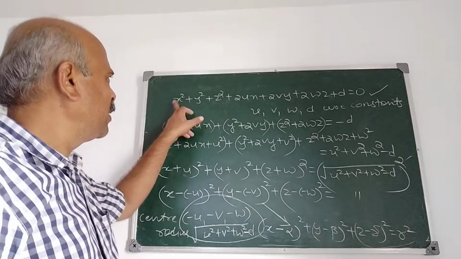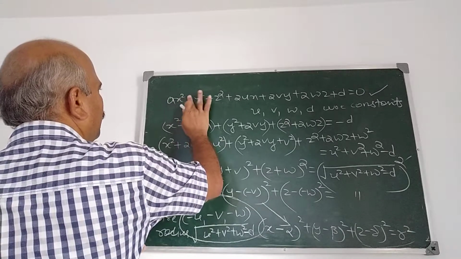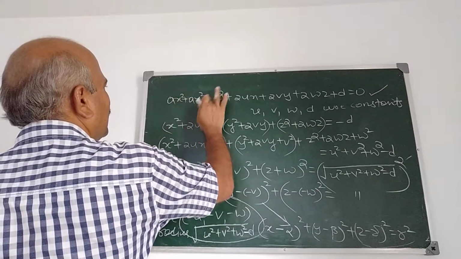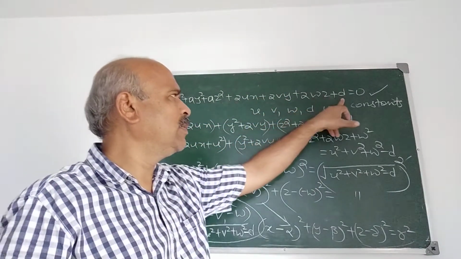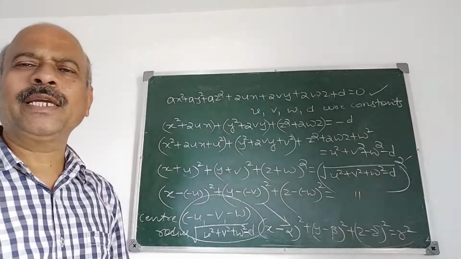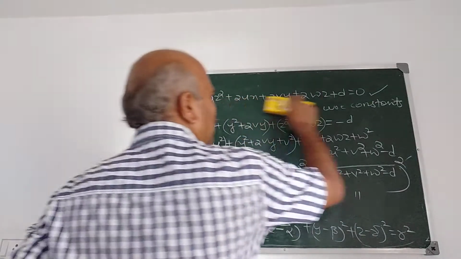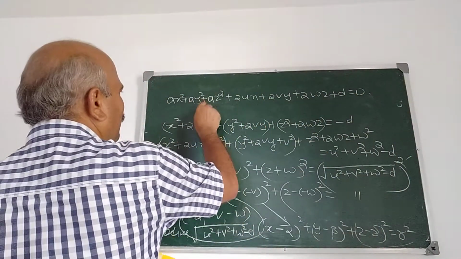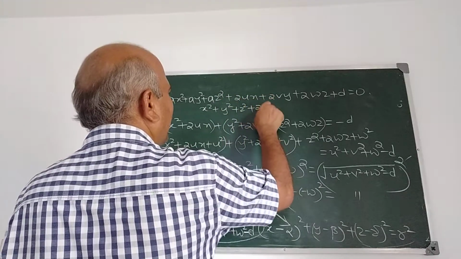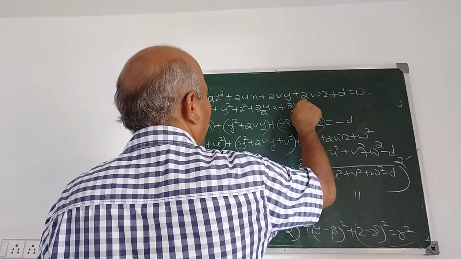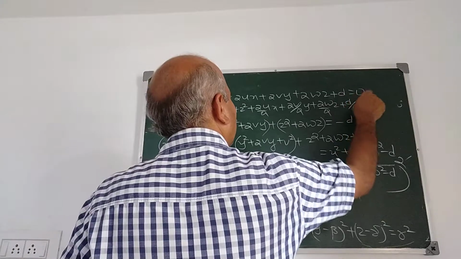Here we have taken the coefficient of x², y², z² each as 1. Suppose they are the same, ax² + ay² + az² + 2ux + 2vy + 2wz + d = 0. This always represents a sphere too, because if we divide by a, it reduces to x² + y² + z² + (2u/a)x + (2v/a)y + (2w/a)z + d/a = 0.